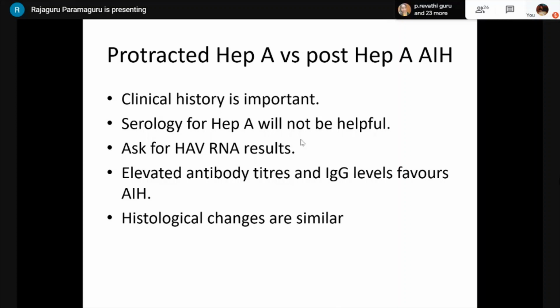So you have to rely on clinical history. That is important. Serology for hepatitis A will not be helpful because it will be more than 6 months. And then you can ask for a HAV viral RNA result. And the main thing is elevated antibody titers, DNA, SMA, LKM, or SLA, and high levels of IgG will favor the diagnosis of an autoimmune hepatitis after a hepatitis A virus infection.